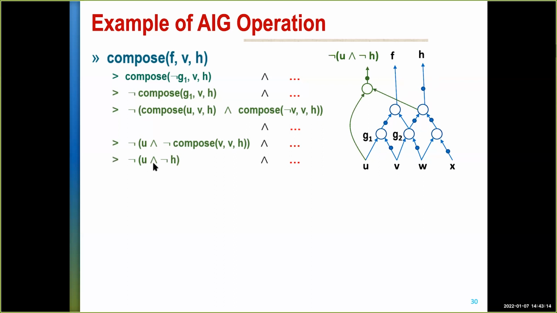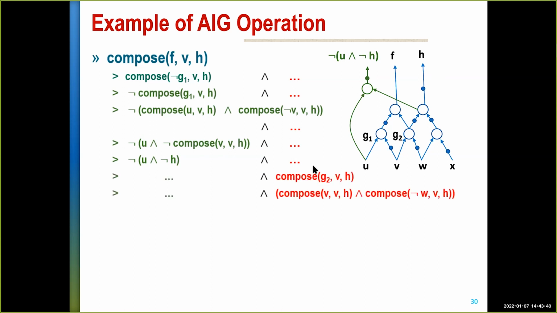So I get negation U and negation H. And how do I represent that? I say, okay, take U from here, take H from here, right? So remember, this was H. So negation H is before the bubble. So take U, take negation H, AND them up, and then put a bubble on the top. Okay. So this part is completely done by adding one AND node over here.